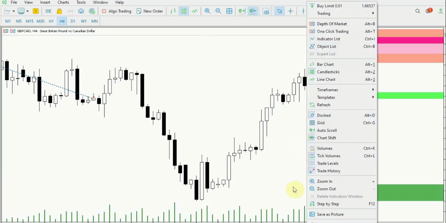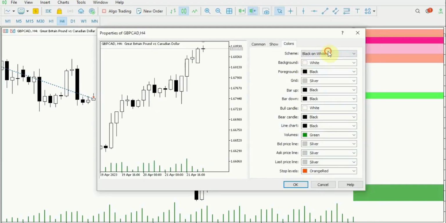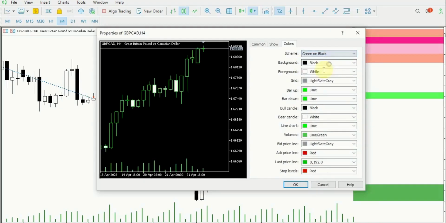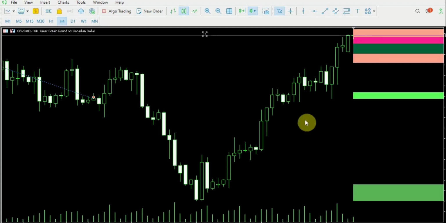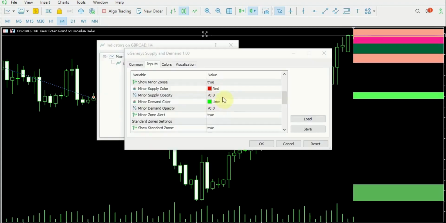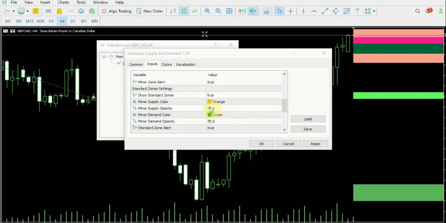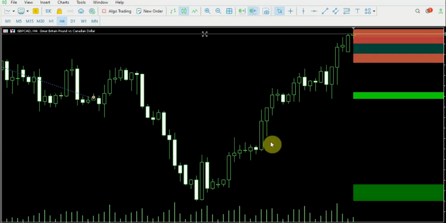And so these are the primary features of our supply and demand indicator, and everything is customizable to suit your preferences, okay? So you could change the background of the chart here if you want to go back to the green on black. You can see here we have the option where you can change the colors for each zone, okay? You can also change the opacity to fit your needs, okay? And so that's basically a breakdown of our supply and demand section.